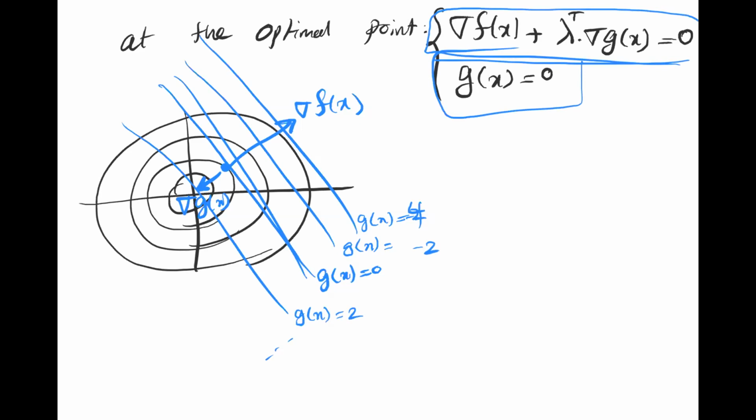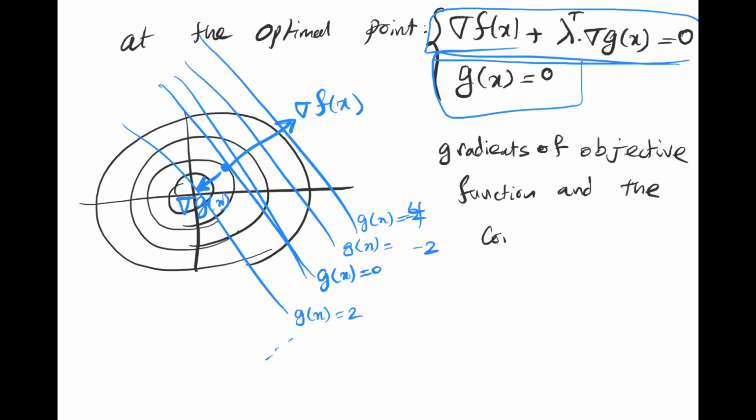At that point, we can say that the gradient of your objective function and the constraints are parallel. All right. So this was the idea behind KKT conditions.